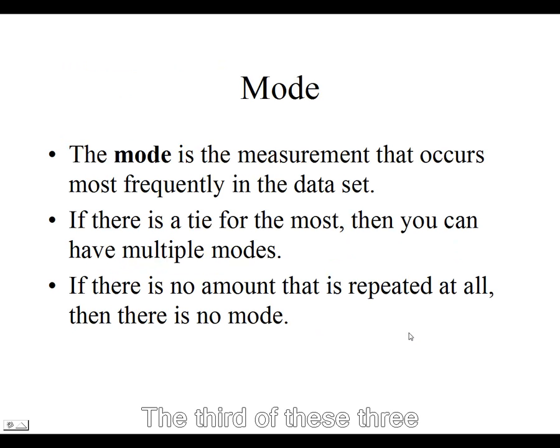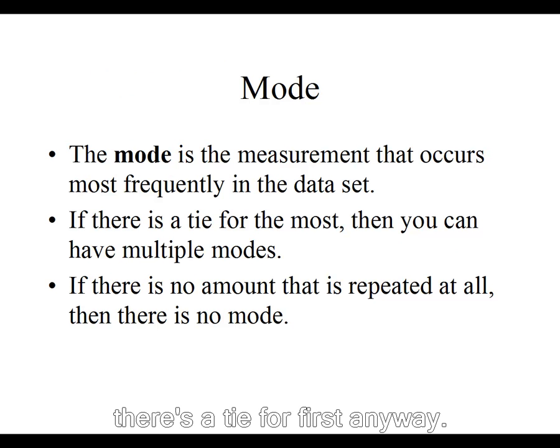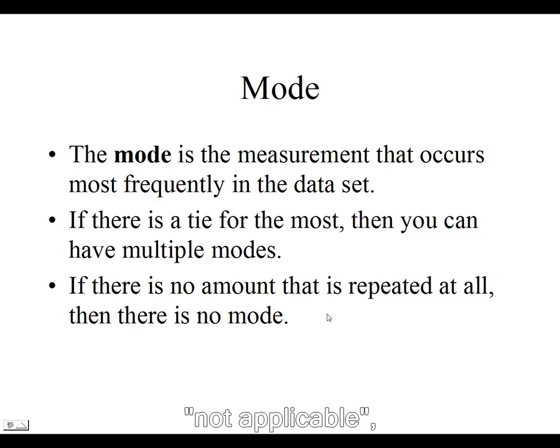The third of these three things is the mode. The mode is simply whichever number appears with the most frequency. If there's a tie, you can have multiple modes. If there's a tie for first, anyway. If there is no number that's duplicated at all, then the data set is said to have no mode. So the mode is the most. You can have multiple modes, and if there's nothing that repeats, there is no mode. You can put not applicable, the null set. You can write the words no mode, whatever you want.